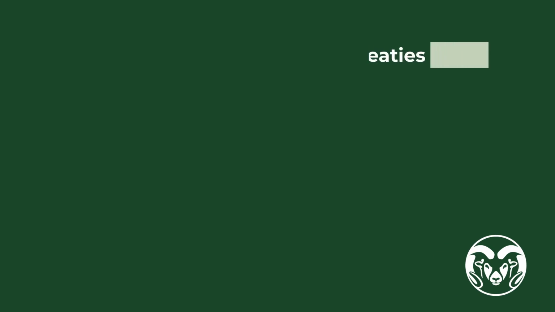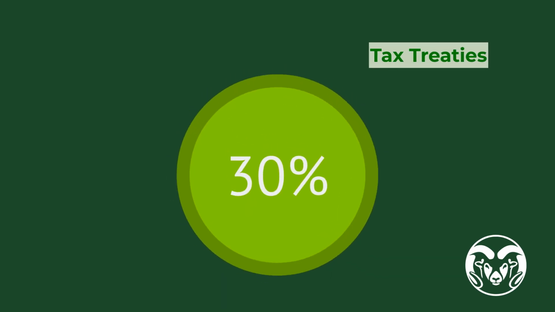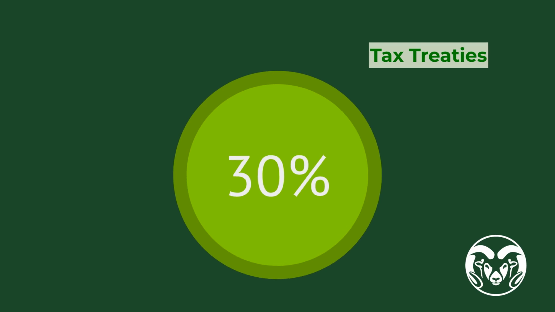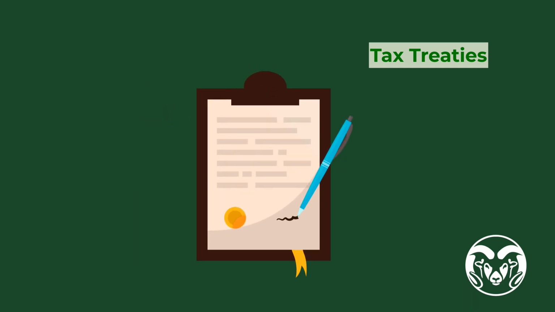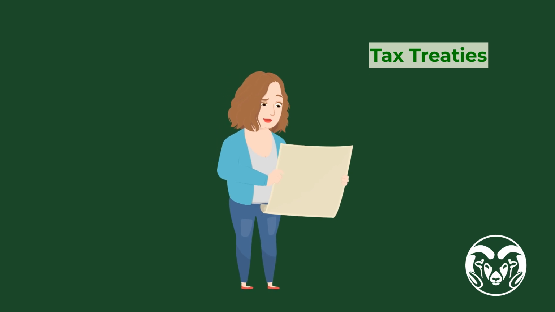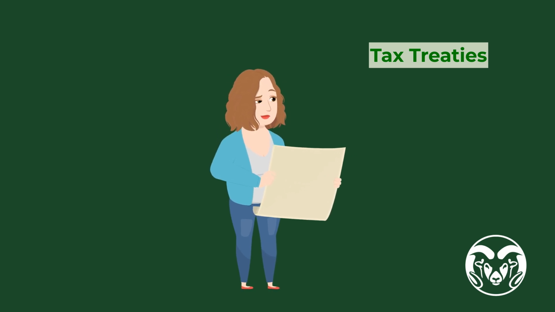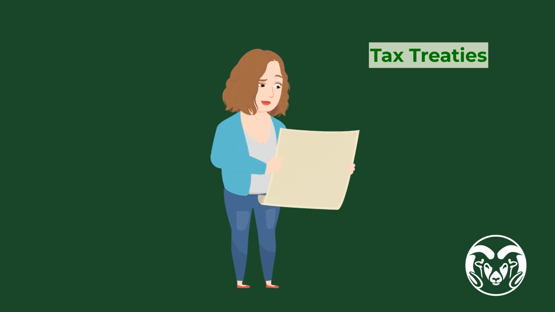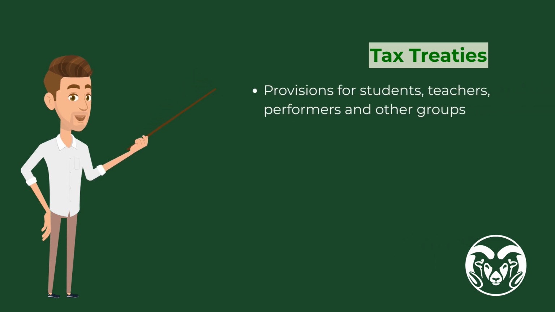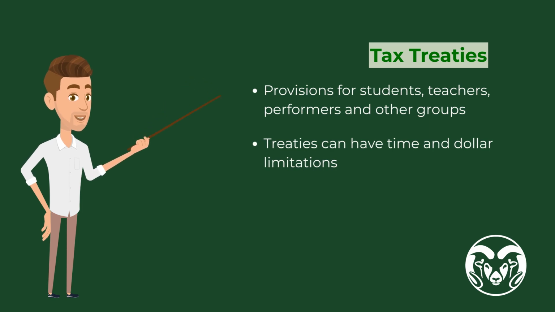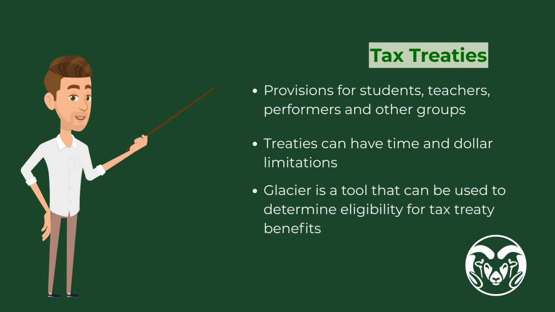The non-resident tax withholding rate is generally 30%. However, if a tax treaty applies, this rate may be reduced. Treaties can entitle a taxed non-resident to an exemption or reduction of their required tax. The United States has treaties with around 60 countries. Each treaty is unique and must be evaluated on a case-by-case basis. Treaties can have provisions for students, teachers, performers, and other groups. Treaties can also have time and dollar limitations. CSU's Tax Services team uses Glacier to evaluate an individual's situation and eligibility for tax treaty benefits.